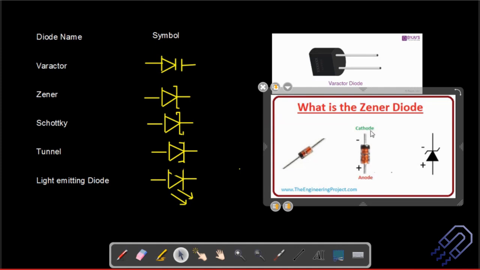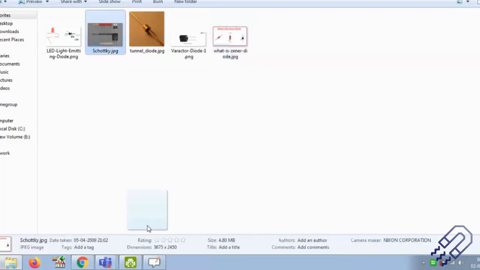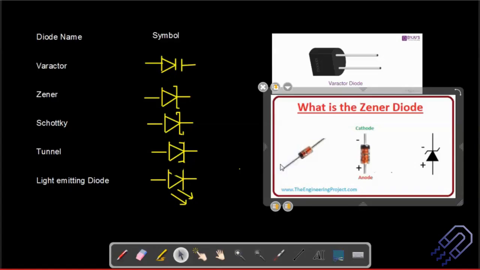Whenever you are looking at the symbol of a diode, you know that the plain portion is the positive part, the anode, and the side where there is a straight line or a bent line and so on, depending on what kind of diode you are talking about, is the negative side. So that's how a Zener diode looks. Now, how does a Schottky diode look? A Schottky diode looks something like this.